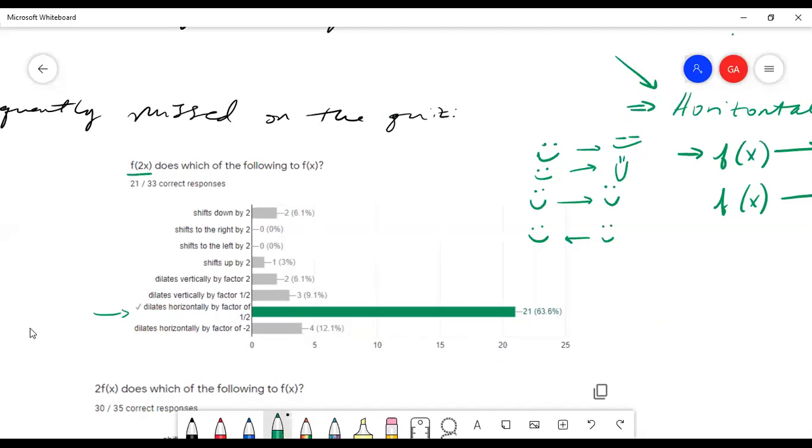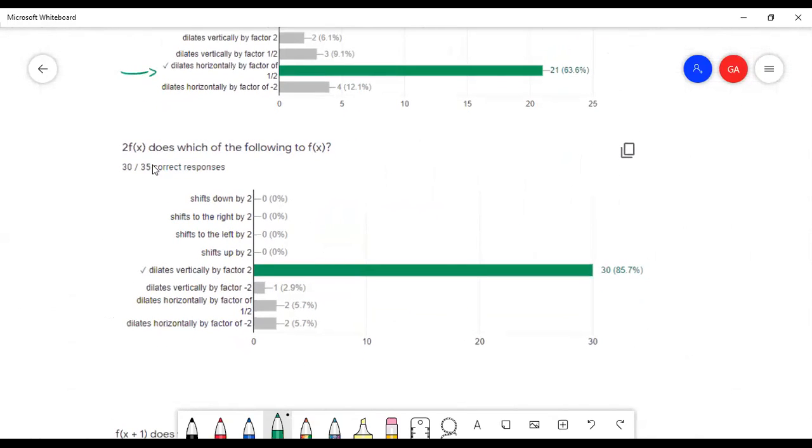12 people missed it. Okay, how about this one? I'm going to call on someone else. 2 times f of x does which of the following? Caleb, I have not heard from you. Kennedy, I have not heard from you. Julia, Jonadab, Brianna, Ascension. I have not heard from any of you recently. Rosie, I've not heard from you. Tanisha, I don't think I've heard from you. Who can answer this? Okay, Alexis, I guess you just msg stretches vertically. I'm not going to wait for people because we have a lot to cover.